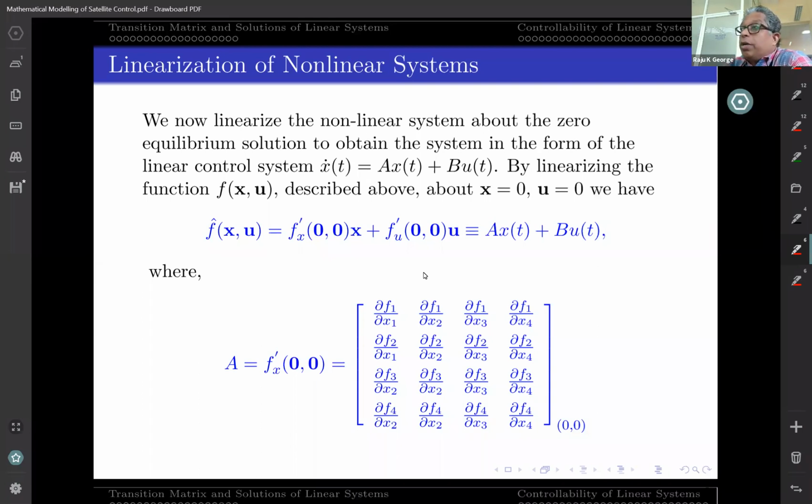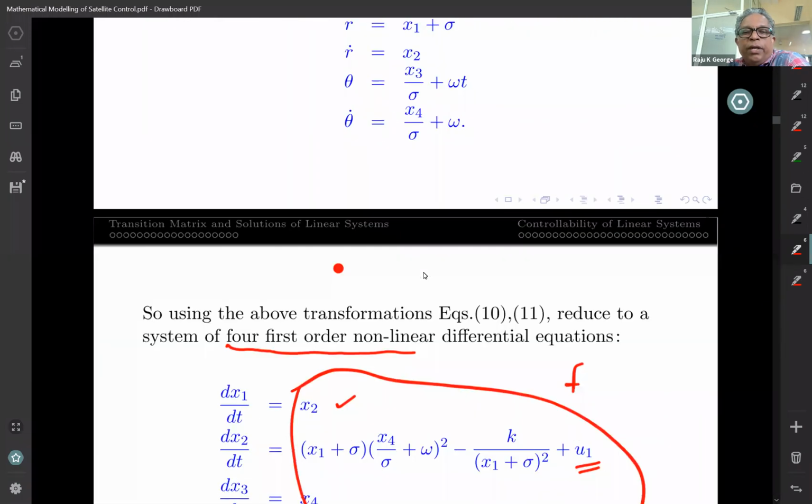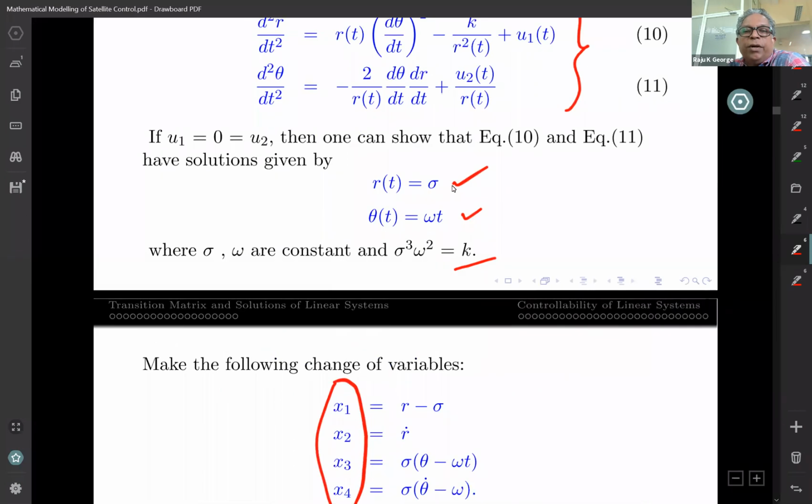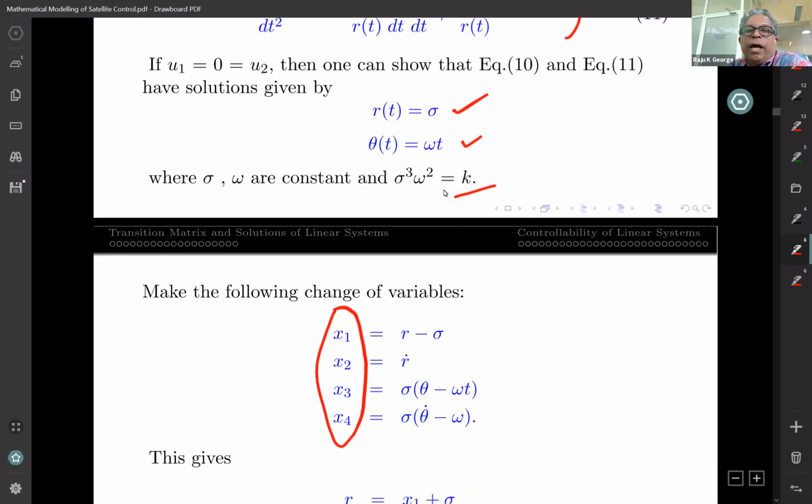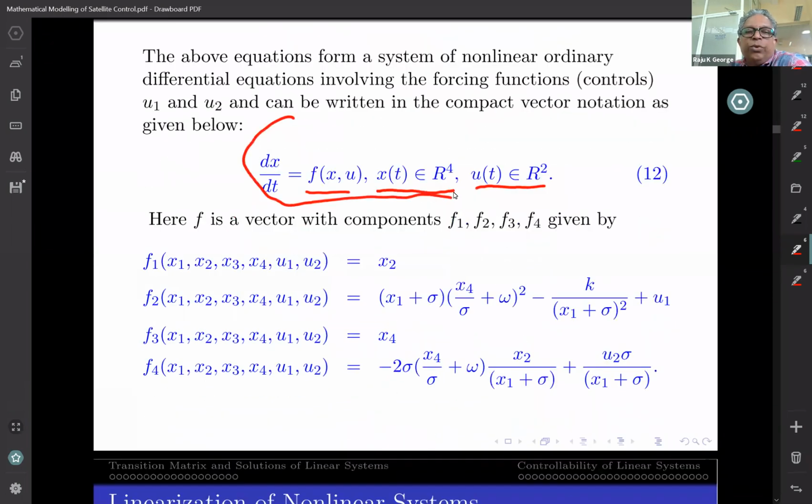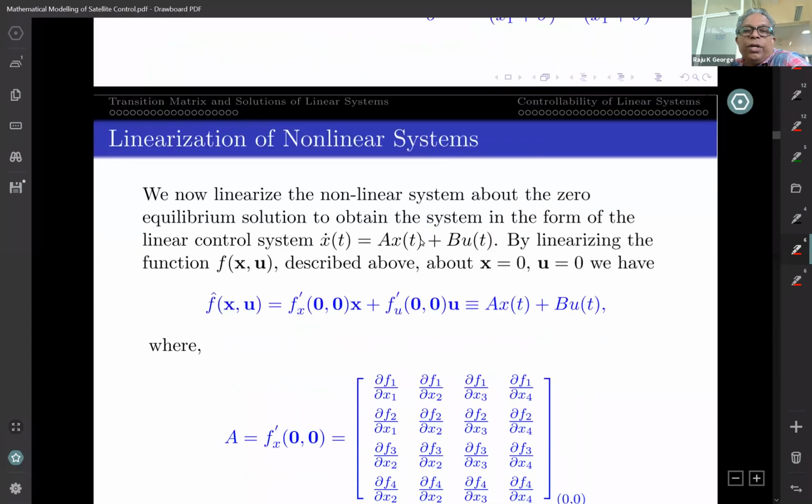We have seen that when there is no controller, u1 and u2 are 0, then we already obtained one solution: r(t) is equal to sigma and theta(t) is equal to omega t. If we linearize the system about this solution, r(t) minus sigma becomes 0, and theta(t) minus omega t also becomes 0 by definition. So the origin in the new system is nothing but my earlier solution in the previous simple case when there's no control. Therefore, we linearize the system about the zero equilibrium solution, which is the solution we obtain for the same system when there is no controller, u1 and u2 both 0. This linearization is done by using the Jacobian linearization.